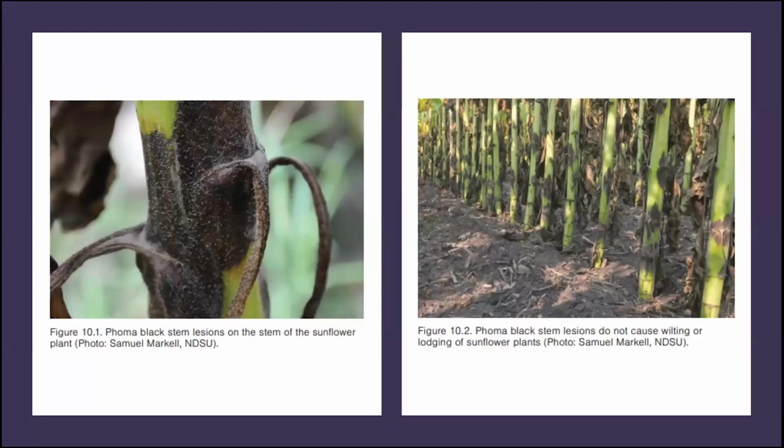So here are some examples of Phoma. You can see on the left that is just that typical symptom, a large black lesion at the petiole where it's attached to the stem. And then you can see on the right, a typical field that has Phoma, and you can see that the Phoma is typically lower on the stem.